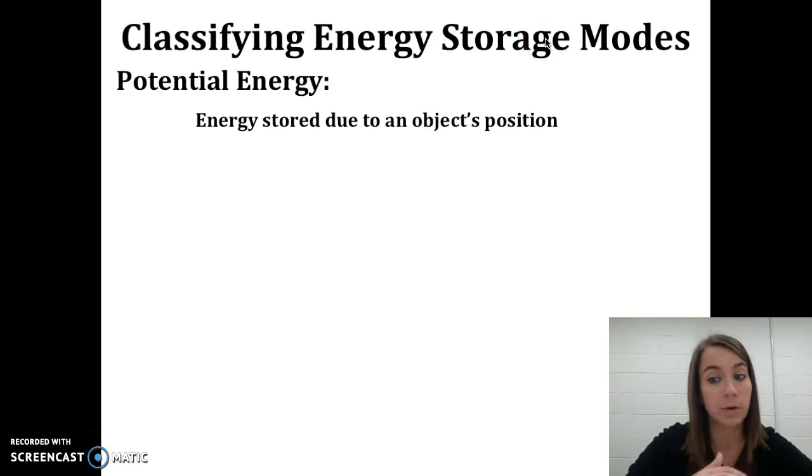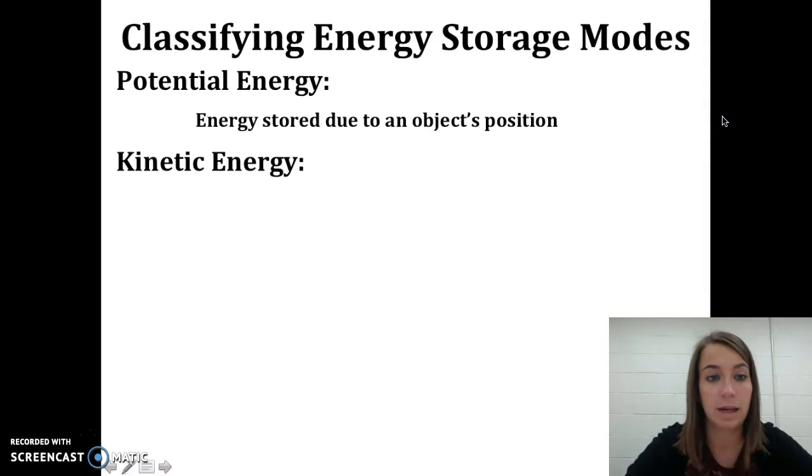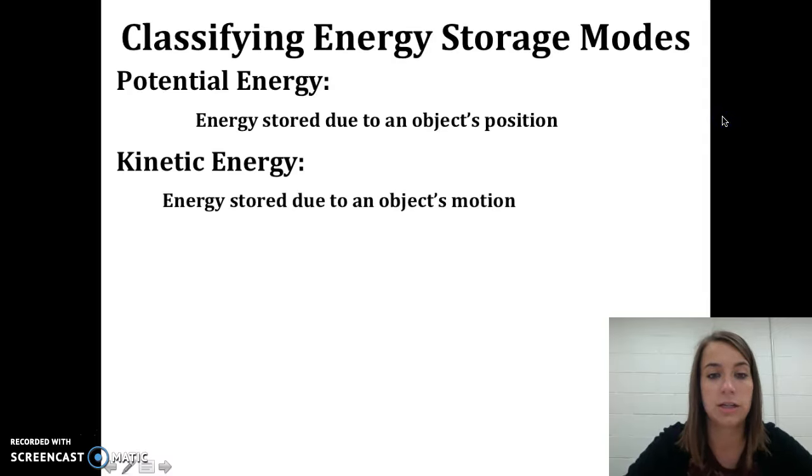Another one would be when we compress the bowling ball. So compressing it, we changed its position, and so we stored energy due to its position. The second way we can classify energy, how it can be stored, is going to be kinetic energy. So kinetic energy is energy stored due to an object's motion. So that would be the bowling ball rolling down the bowling alley. It is in motion, it has the ability to cause change, so it is storing its energy kinetically, we would say. It has kinetic energy.